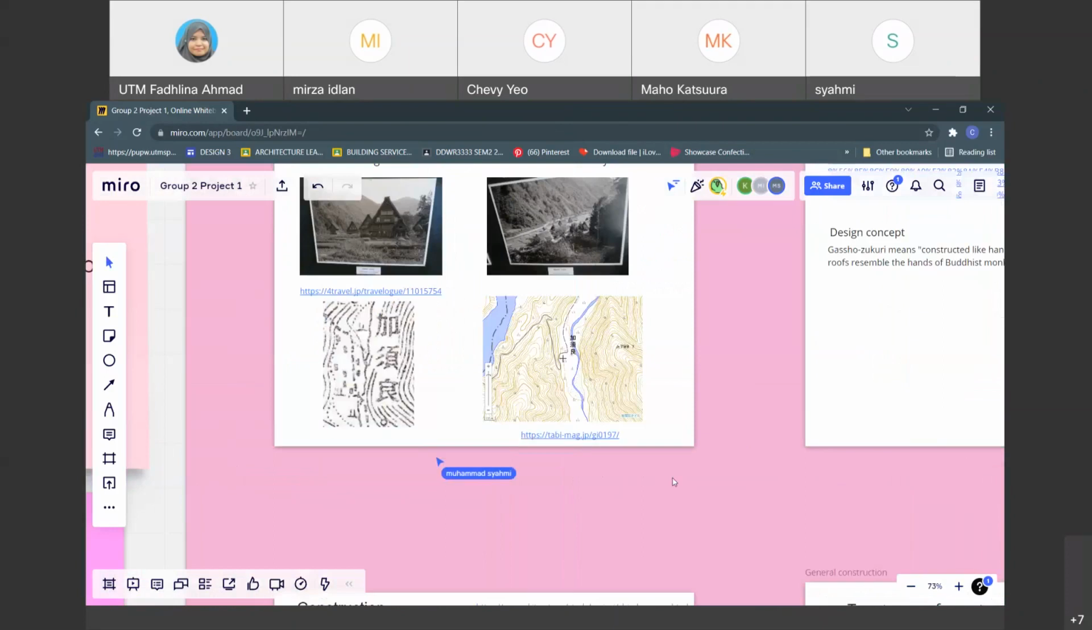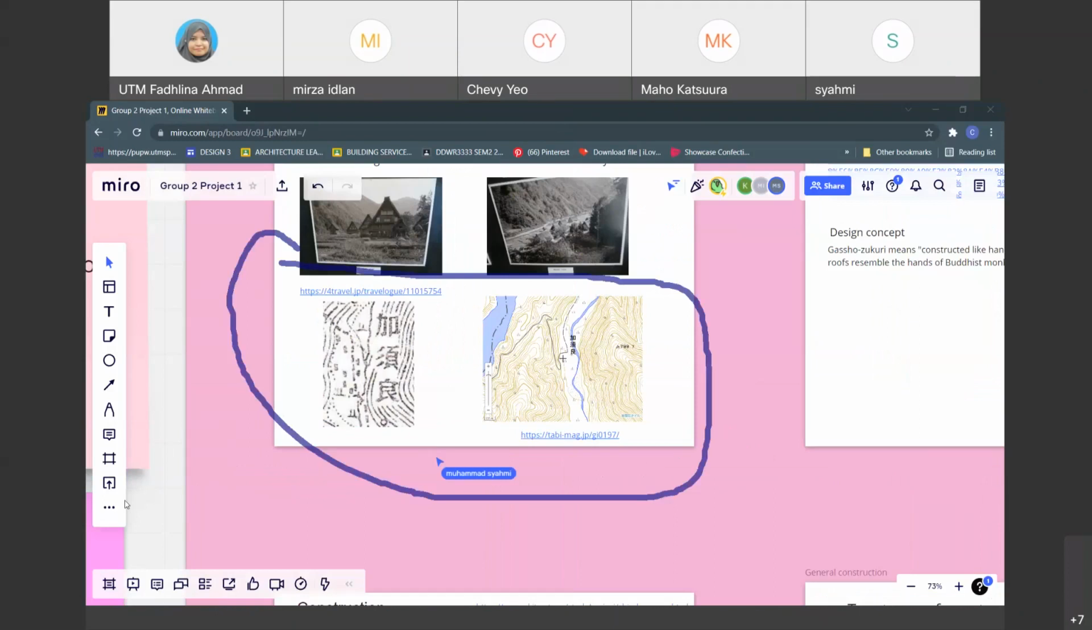Okay. So this one is showing the topography, right? So it is situated in between the hills, is it? These two. Yes, I know only the area, not the particular location. Okay, so perhaps you need to put some descriptions showing that it is located in the hilly area, something like that. So at least we know the context of this house.